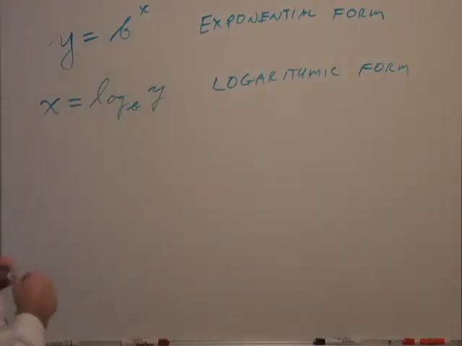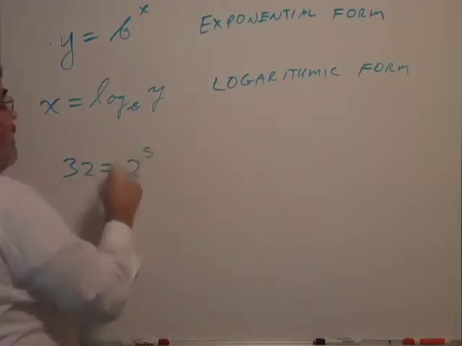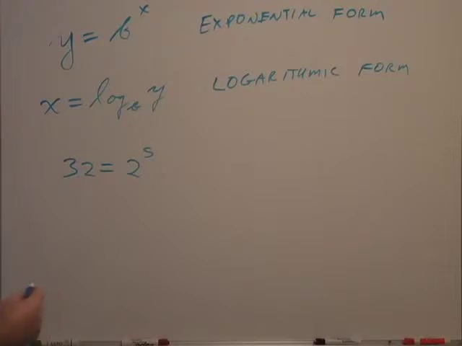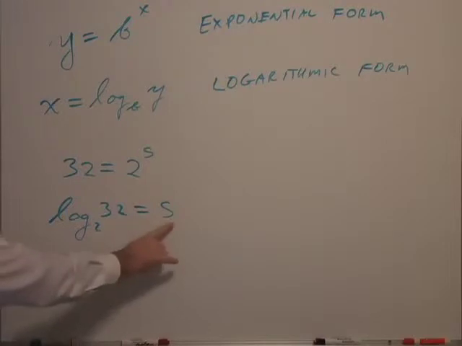As an example, I'll give you a numerical example. Let's say you had 32 is equal to 2 to the 5th power. To write that in logarithmic form, this would be the log of 32 base 2 equals 5. So here you see that 2 to the 5th power equals 32.